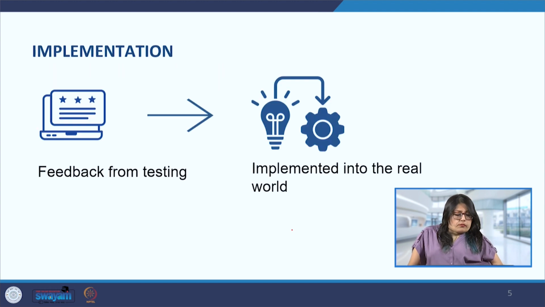So now the implementation phase is where the finalized design is transformed into a fully functional product or service. So, here this is when, after the previous stage of our delivery, we have come up with the final product, and now it is the implementation phase.